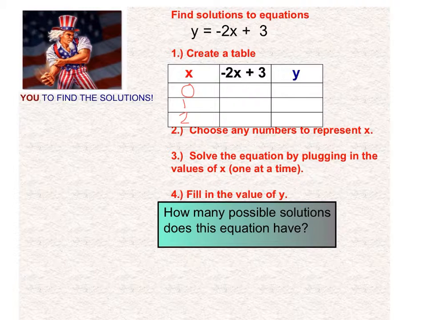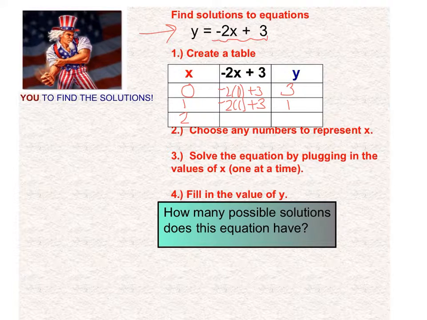Okay, and then I'm going to take those x values and I'm going to plug those in to the problem here. Negative 2 times 0 plus 3, and then I'm going to solve that. It says in our problem y equals negative 2 times x plus 3. So let's find out what y is if we plug in 0. Negative 2 times 0 is 0. 0 plus 3 is 3. Let's plug in 1. Negative 2 times 1 plus 3. Negative 2 times 1 is negative 2. Negative 2 plus 3 is 1.